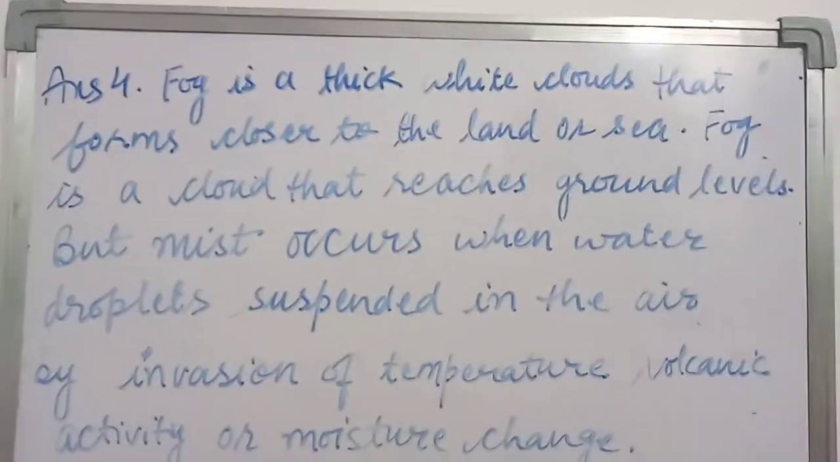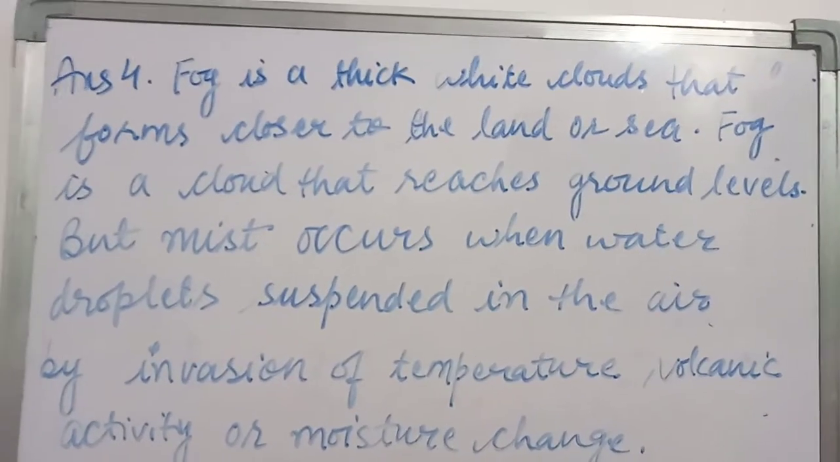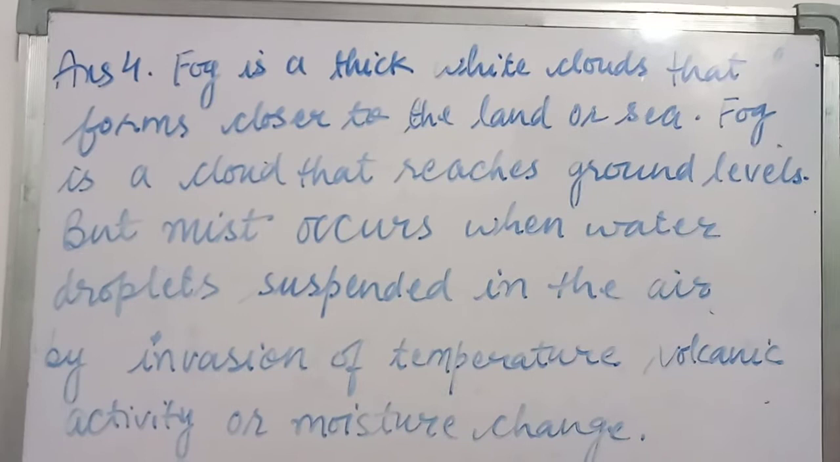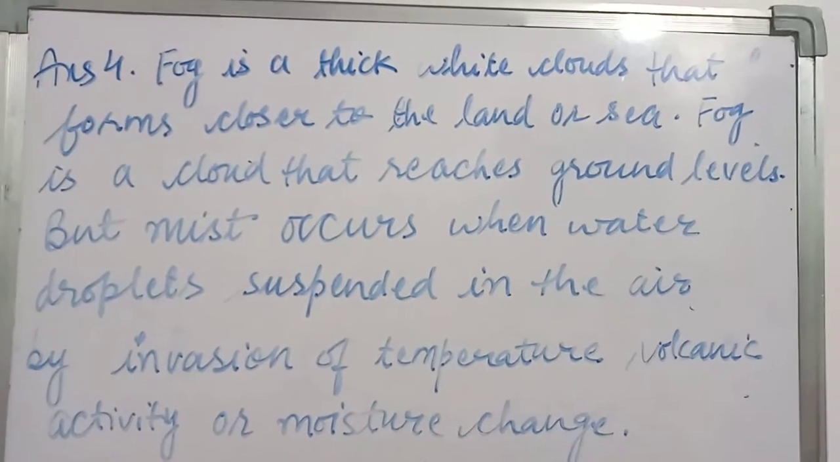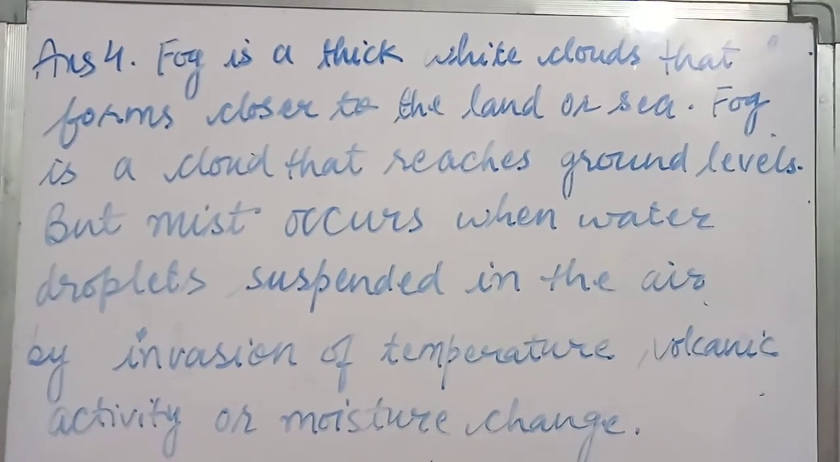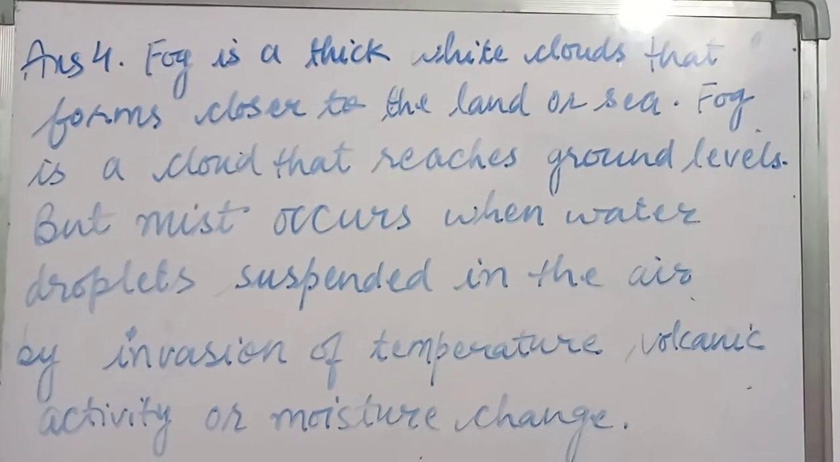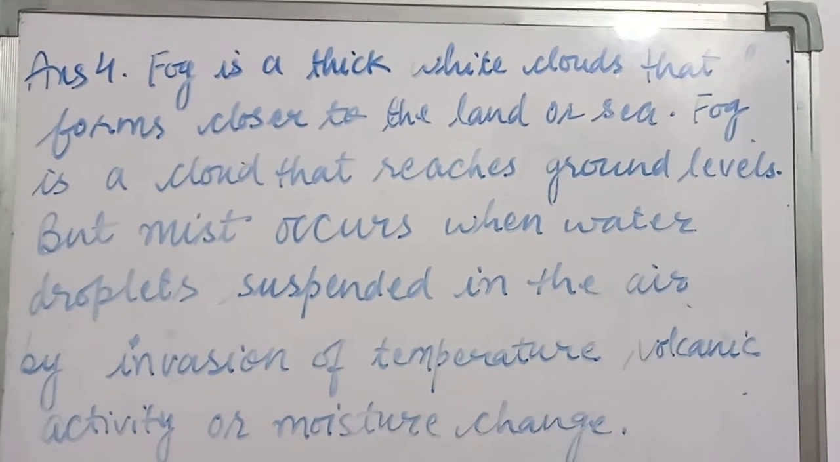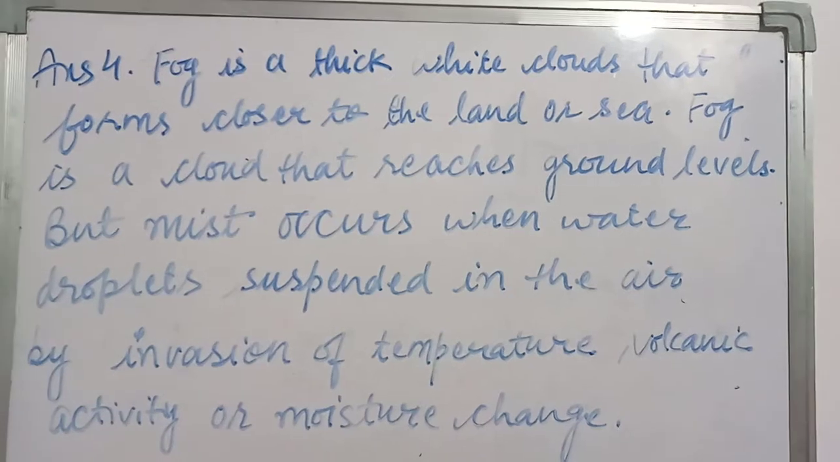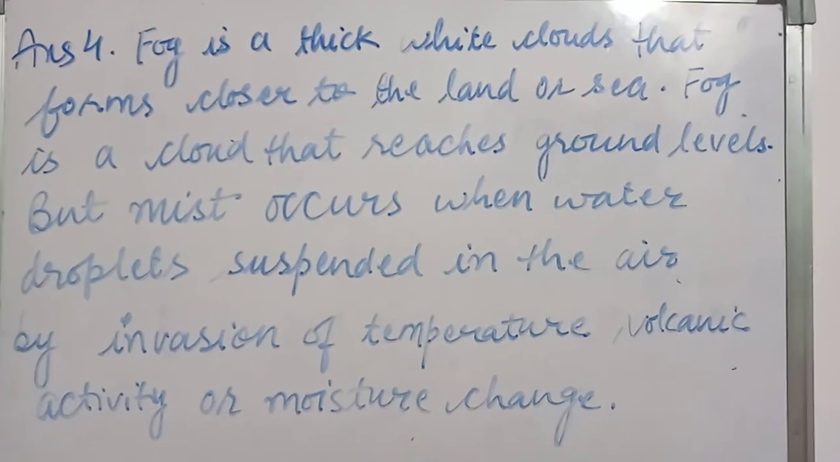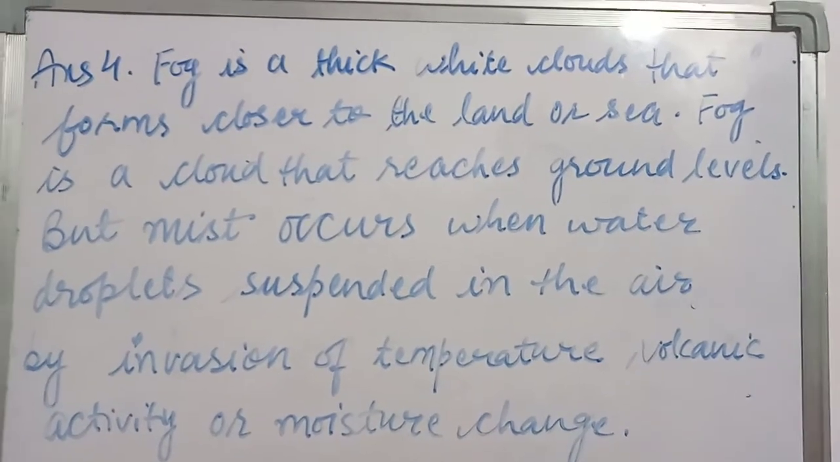Fog is a thick white cloud that forms closer to the land or sea. Fog is a cloud that reaches ground level, but mist occurs when water droplets are suspended in the air by variation of temperature, volcanic activity or moisture change.